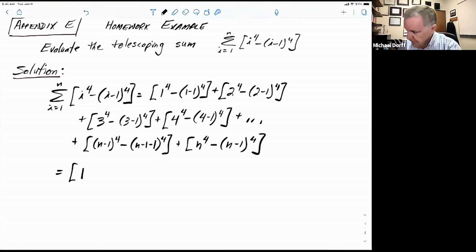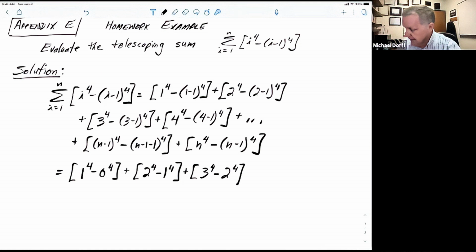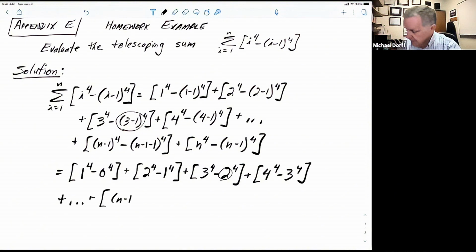All right, now let's simplify the second part where we have parentheses. In the first one, I have 1 to the fourth minus 0 to the fourth. The next term I have 2 to the fourth minus 1 to the fourth, plus 3 to the fourth minus 2 to the fourth. Again, the 2 is coming from the 3 minus 1. Then I have 4 to the fourth minus 3 to the fourth. And when I get to the end, I've got (n minus 1) to the fourth minus (n minus 2) to the fourth, plus n to the fourth minus (n minus 1) to the fourth.